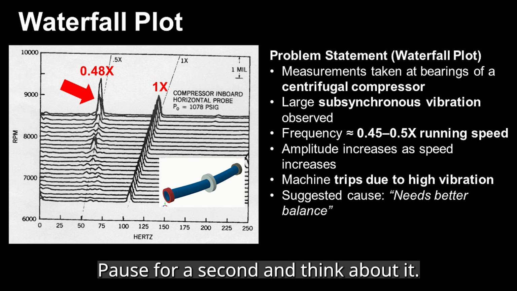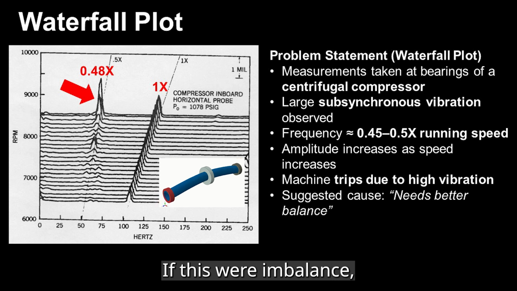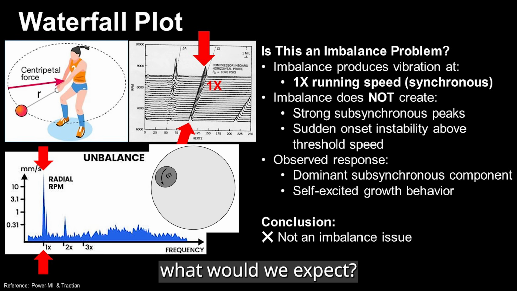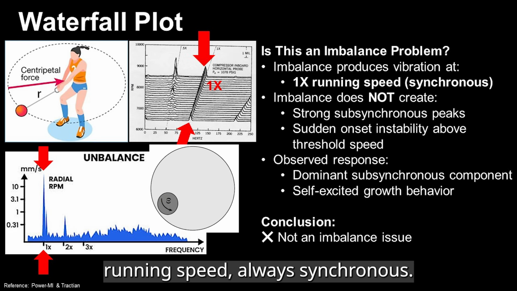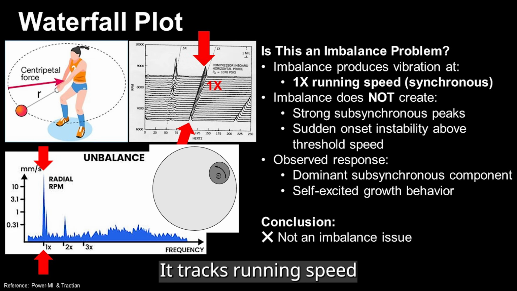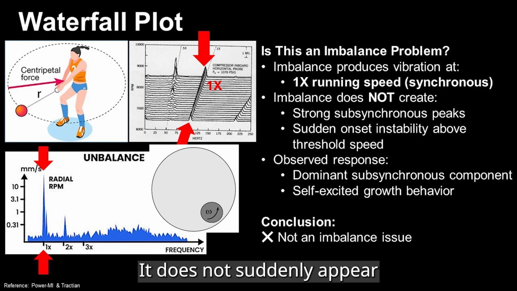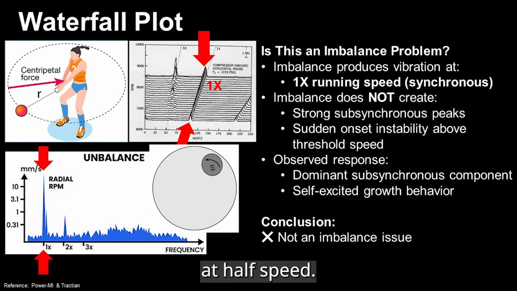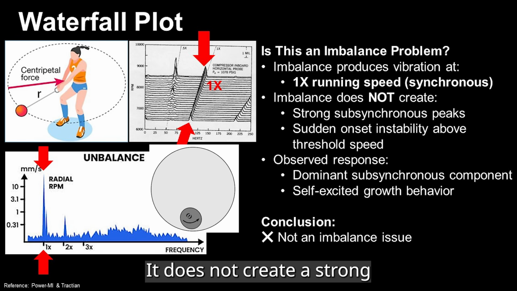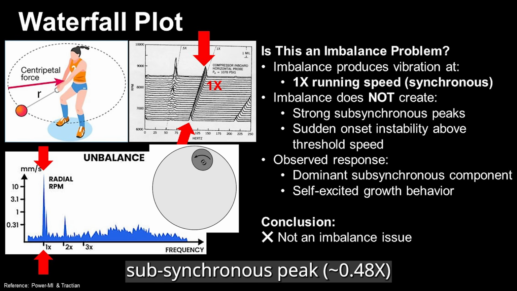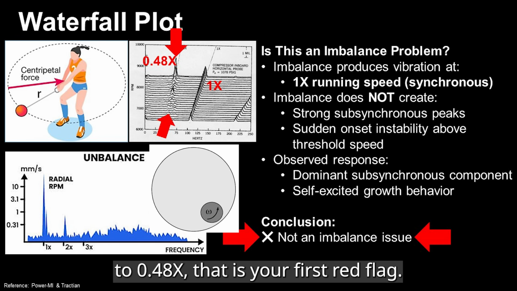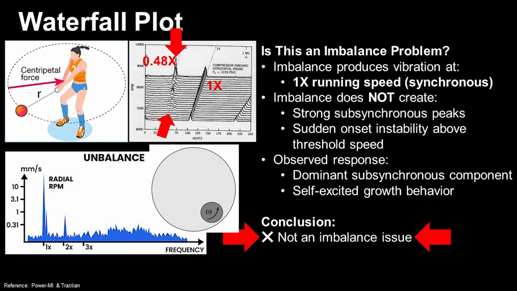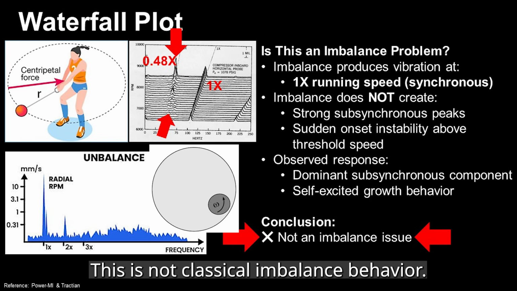Pause for a second and think about it. If this were imbalance, what would we expect? Imbalance produces vibration at 1x running speed, always synchronous. It tracks running speed exactly. It does not suddenly appear at half speed. It does not create a strong subsynchronous peak. So if you see a dominant peak at about 0.45x to 0.48x, that is your first red flag. This is not classical imbalance behavior.